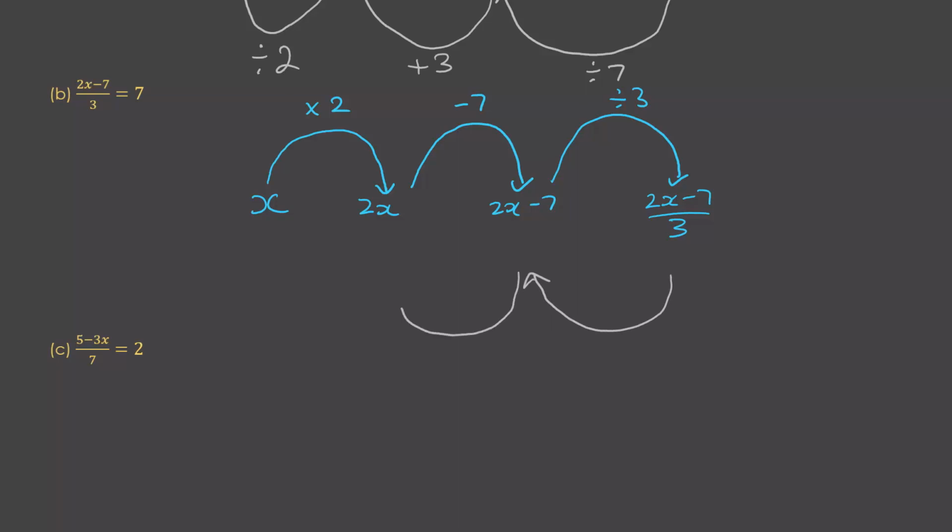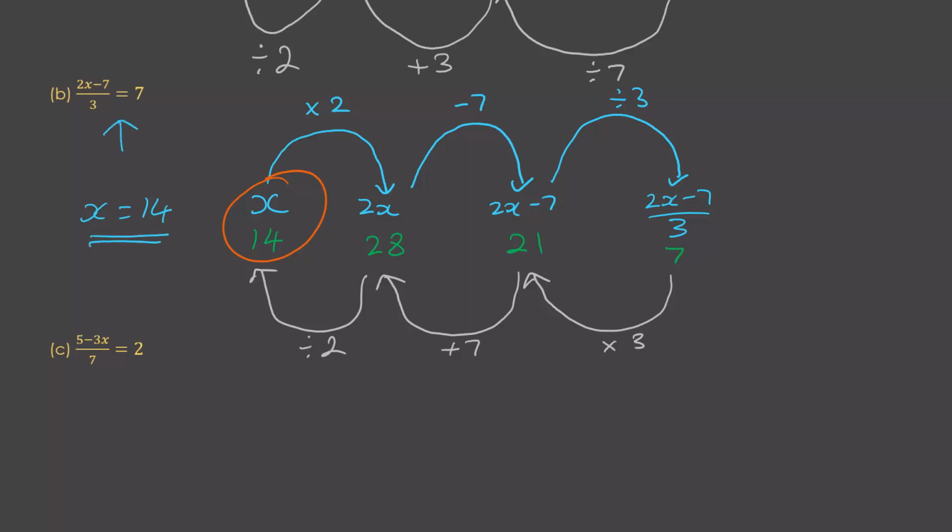Working backwards, we're going to multiply by 3, add 7, and divide by 2. And of course we start with 7. Times that by 3 is 21. Add 7 is 28. Divide by 2 is 14. And so from here we get the answer. x equals 14, which of course we can check.